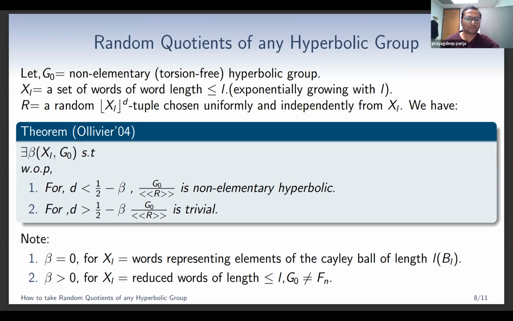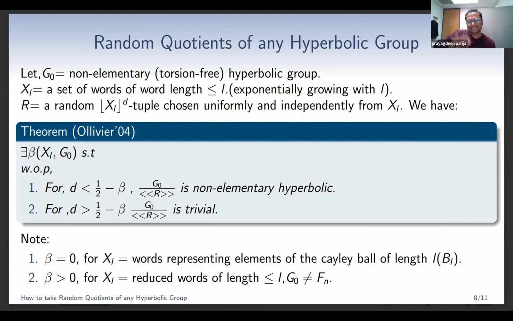May I ask something about this 1 and 2? What's the difference between X_L in 1 and X_L in 2? X_L is the same thing. This is a general theorem. You imagine X_L is any set of words, plain words or anything.